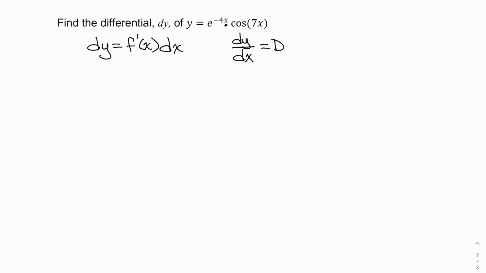Well, recall from the derivative of a product, the dy dx derivative is equal to, well, we have the derivative of the first factor, e to the negative 4x, times keep the second factor the way it is, cosine of 7x, and then plus keep the first factor, e to the negative 4x, and multiply by the derivative of the second factor, cosine of 7x.